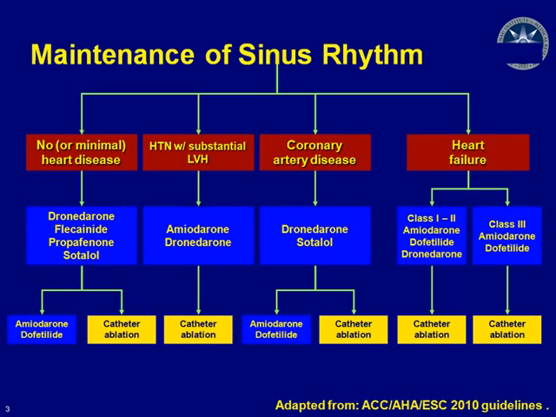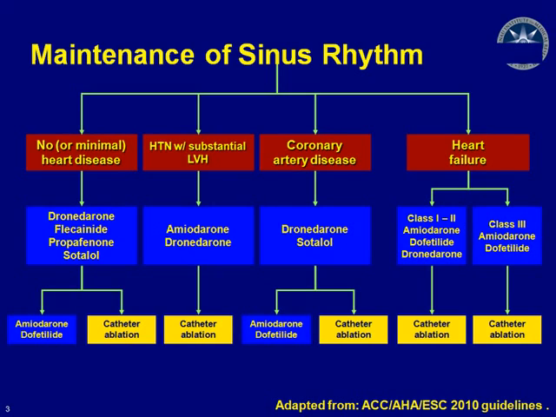So you can see that flecainide and propafenone are only indicated in patients with minimal heart disease, whereas sotalol is indicated for patients with coronary disease or with minimal heart disease. Amiodarone is indicated for all 4 classes, and dofetilide is indicated for all patients except those with LVH.